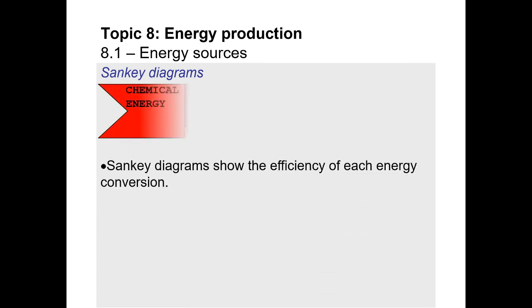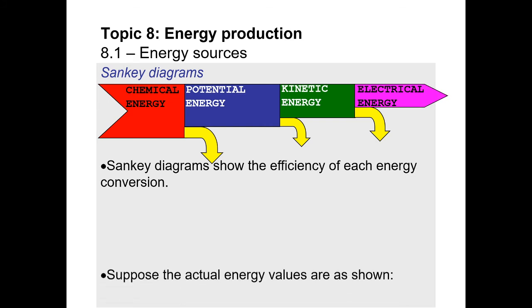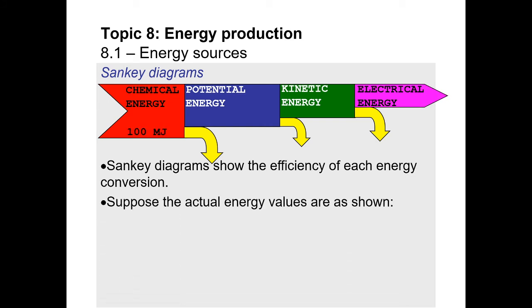Now, you can actually write down energy values on the Sankey diagram as well. For example, we started with 100 megajoules of chemical energy, 80 megajoules of that got converted to potential energy. From that 80, 70 got converted to kinetic, and from the 70, 50 got converted to electrical energy. So overall, we went from 100 megajoules that went into the system, 50 megajoules came out.